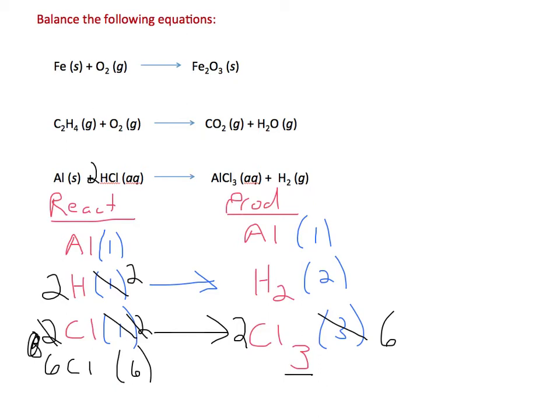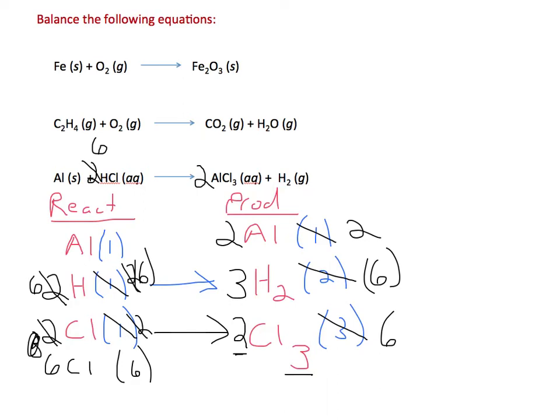Which gives us a total of 6, which then means this is now a 6, which means that we have a total of 6 hydrogens on this side. And to do the same over here, we have to multiply by 3 so that we have 6 hydrogens over here. But you notice that we still have this 2 here, which means we also have to put a 2 in front of that aluminum chloride. So then we have a 2 in front of that one, which means we have 2 here, which means now we need to add a 2 in front of this aluminum to have 2 there as well.